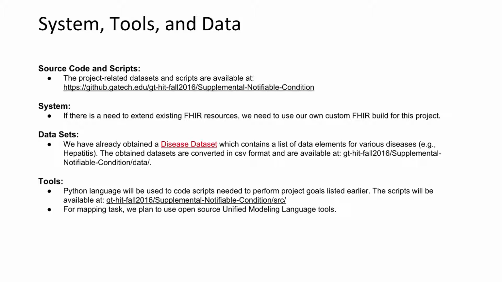For the system, if there is a need to extend an existing FHIR resource, we will use our own custom FHIR build for this project. We have already obtained a disease dataset which contains a list of data elements for various diseases such as hepatitis, and the dataset is already available in our GitHub repo. Regarding the tools, we're going to use the Python language to code our scripts to perform the project-related goals listed earlier. And for the mapping task, we also plan to use existing Unified Modeling Language tools.